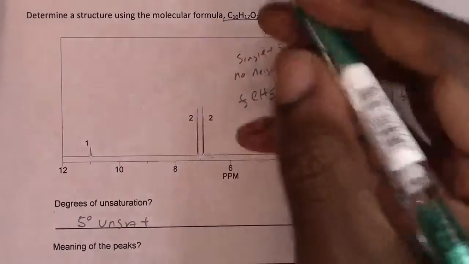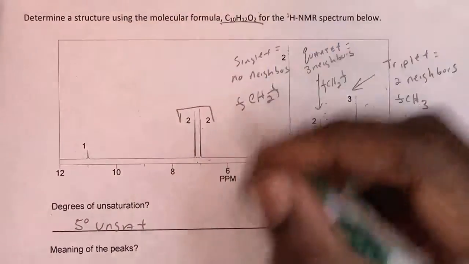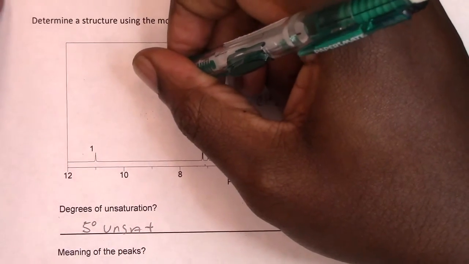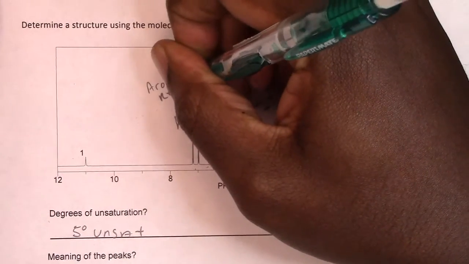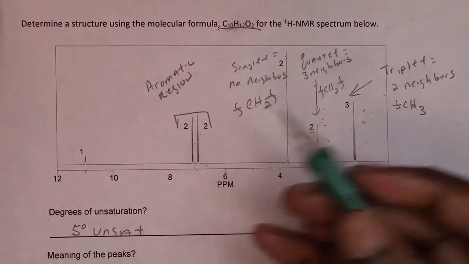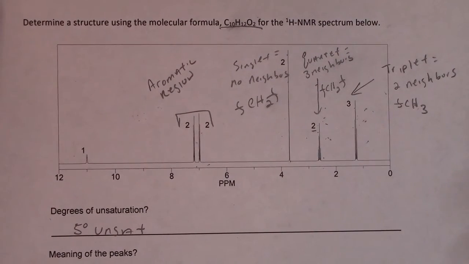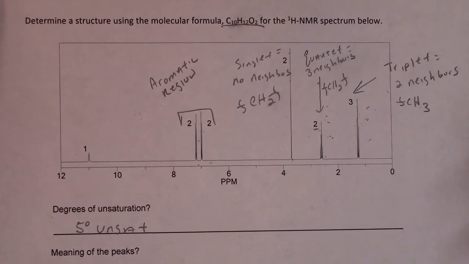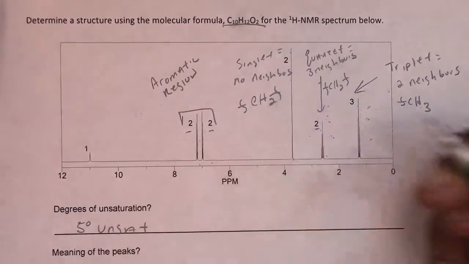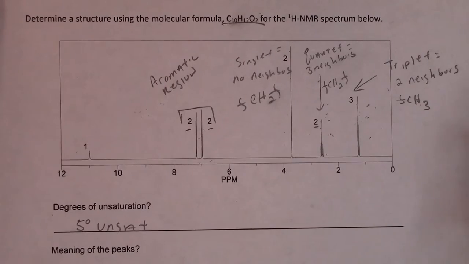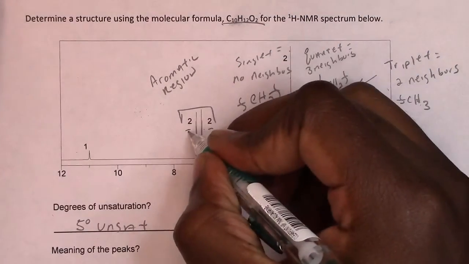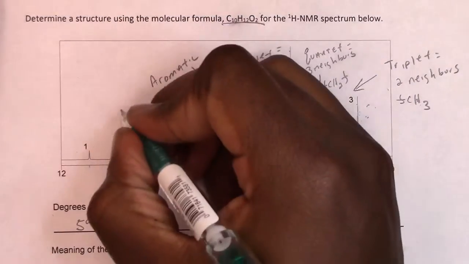So when we get to these 2 peaks, remember this is going to be an aromatic region peak. So this is the aromatic region. And note we have 2 nice doublets in the aromatic region. So there aren't going to be, in this instance, a bunch of overlapping peaks like we saw in the previous problem. But what we do know is that there are a total of 4 aromatic protons.